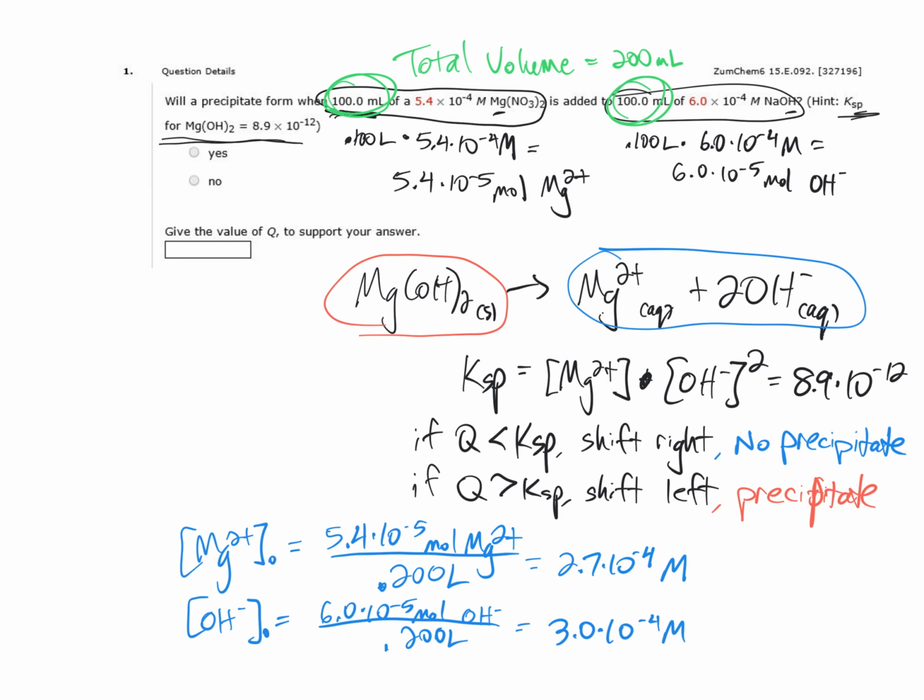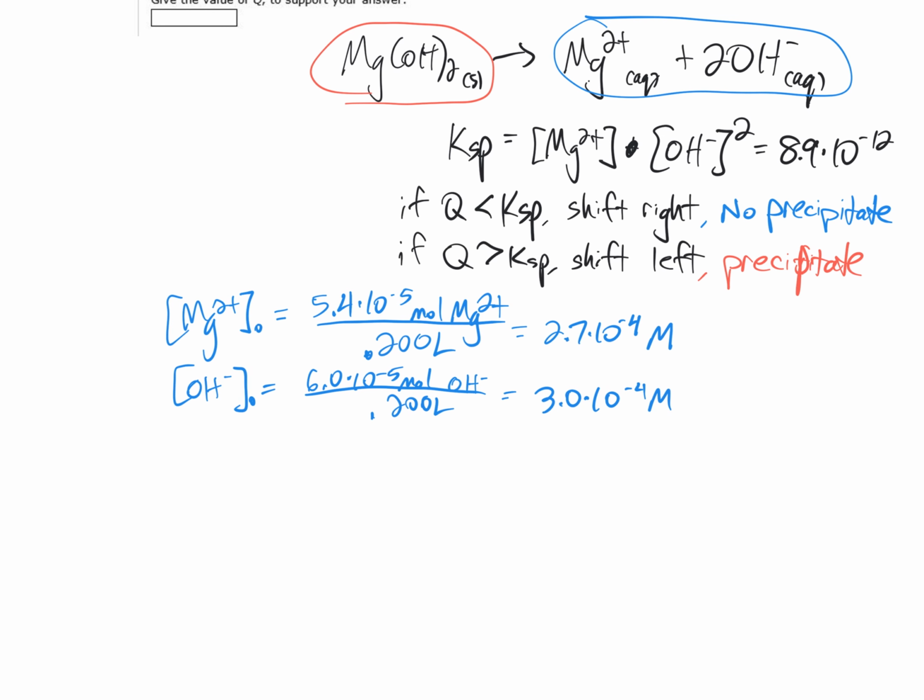Okay, so far so good. We've got an equation, we've got an expression and a numerical value for K. In order to find Q, we calculate it the same way as K, except we get to use conditions that don't necessarily represent equilibrium. Importantly, don't forget to square the hydroxide. That needs to show up in both equations for K and Q. And we'll just plug in the numbers that we had worked out.